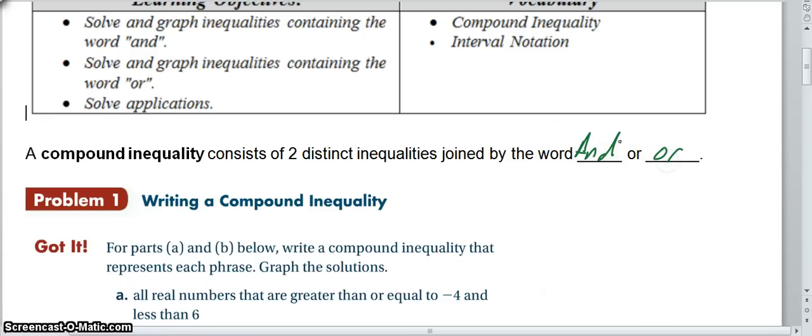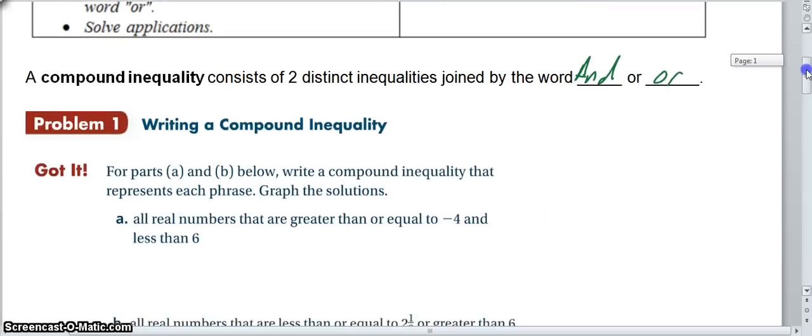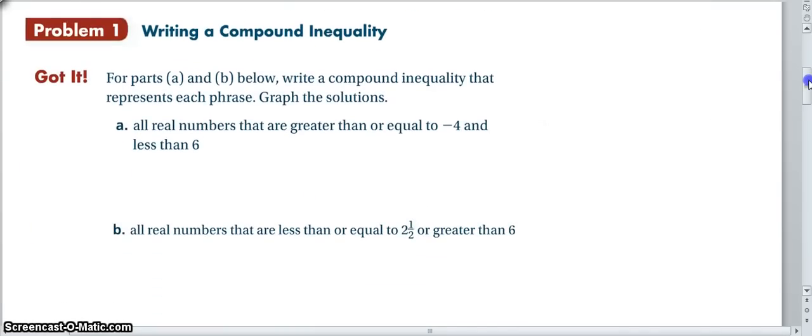or. So I know it's kind of like two words, or twice. But and or are indicative of things being combined, there being multiple parts of it. So when we go to write a compound inequality, we want to be able to write an inequality here that is all real numbers that are greater than or equal to -4 and less than 6.